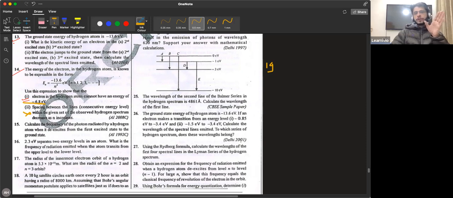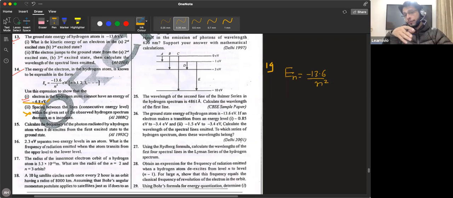See, in question number 14, first part, you have to show that an electron in a hydrogen atom cannot have this energy. To show this, this is the expression of energy, minus 13.6 by n square. You put the value of this energy and try to calculate the value of n. If the value of n comes out to be an integer, that means this energy is possible. But if it comes out to be a decimal or a fraction, that means this value is not possible. So if I write E to be minus 6.8, which is equal to minus 13.6 by n square, this minus minus gets cancelled out.